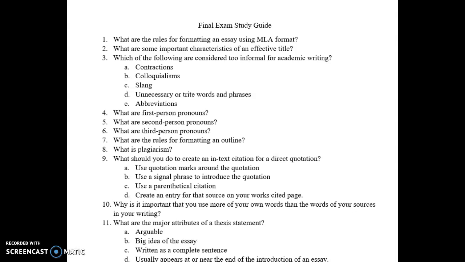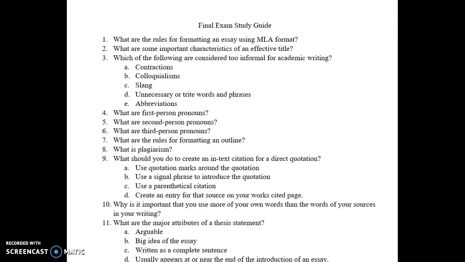So the basics that you need to know for answering your multiple choice questions correctly are about essay writing, general qualities, general elements, starting with how to set up an essay in MLA format. You need to know that the font is Times New Roman, the font size is 12 point. You should use double spacing throughout the essay with no extra spaces, no extra line spaces anywhere.